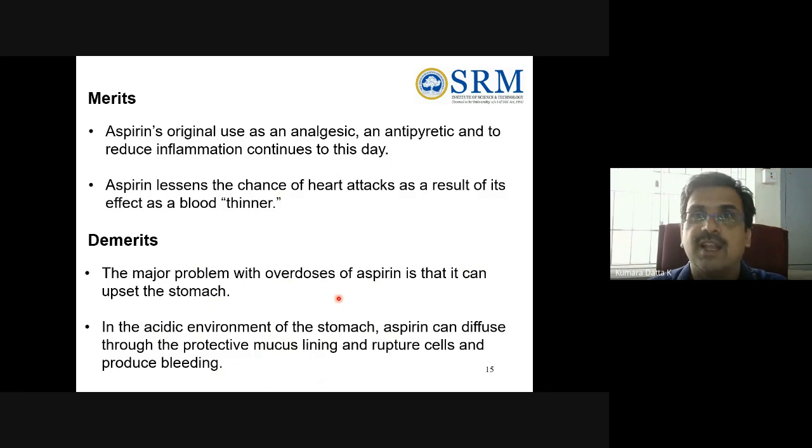If they ask you a 6 mark question, as with aspirin and paracetamol, you should write merits along with demerits. It's very simple: it is used to treat fever and as a blood thinner, and the demerits are that overdoses can lead to stomach upset along with mucus lining rupture and so on. That is very straightforward, and no mechanism is there.